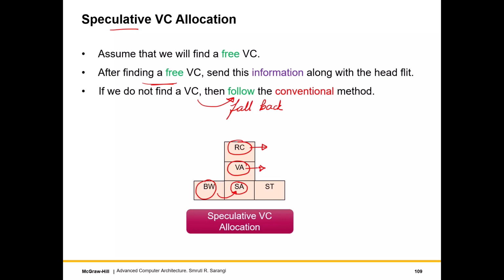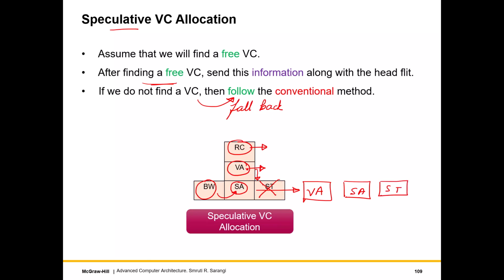Now the idea here is, if I find a virtual channel which is free, then I stamp the head flit with the virtual channel that I just allocated, and I make it pass through the switch. If I don't find a virtual channel over here, then I stall this process and go through the traditional route: I wait for a virtual channel to be allocated, and once a virtual channel is allocated, I do switch allocation once again, and then switch traversal once again.